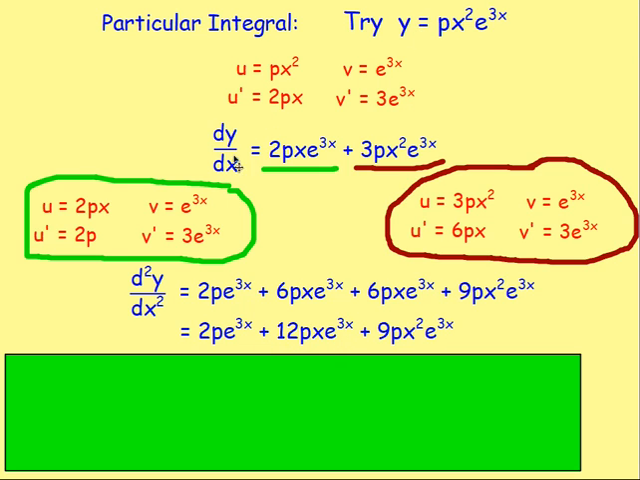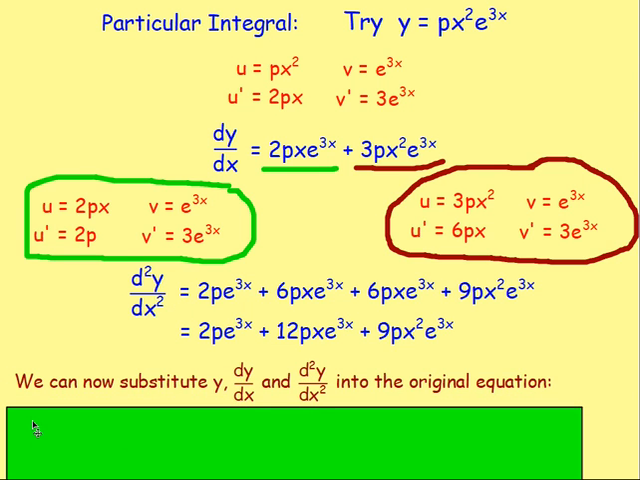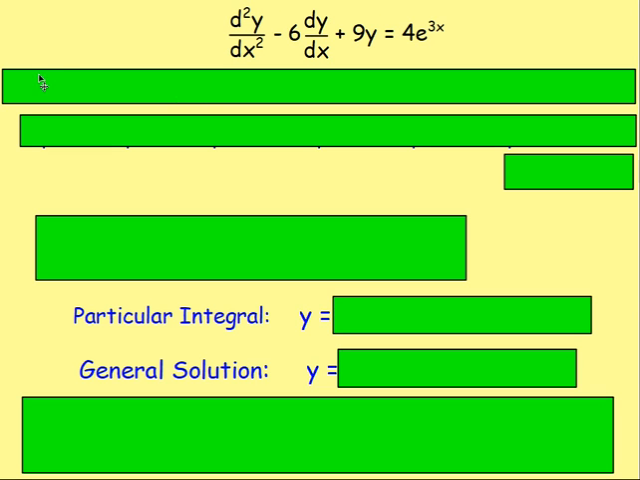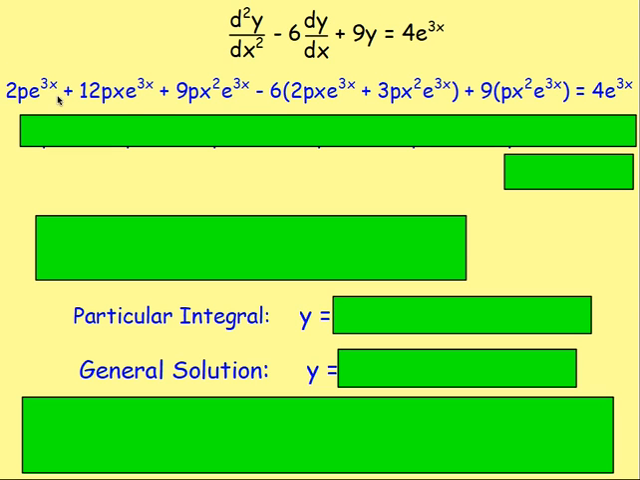Because we now have y, dy by dx and d2y by dx squared, we can sub them into the original equation, and that there was our original. So we're going to replace d2y by dx squared with all of this part here, replace dy by dx with this part here, and replace y with this part just at the top. Doing that will give us this very ugly equation: 2p e to the power of 3x, and so on, take away 6 times the dy by dx, we sub that in, plus 9 times y, and we subbed in y as well.